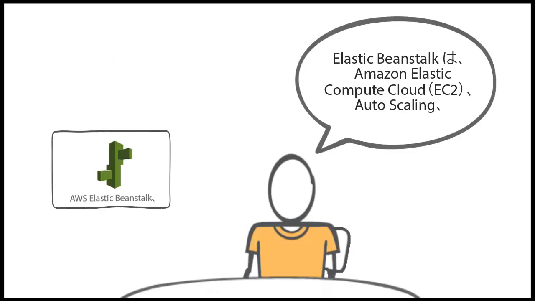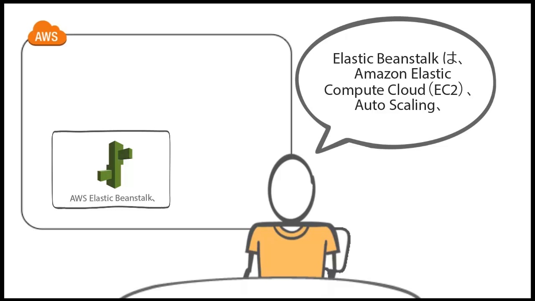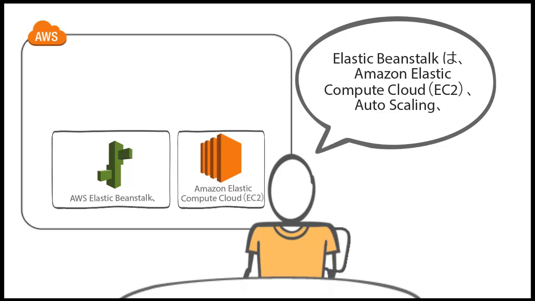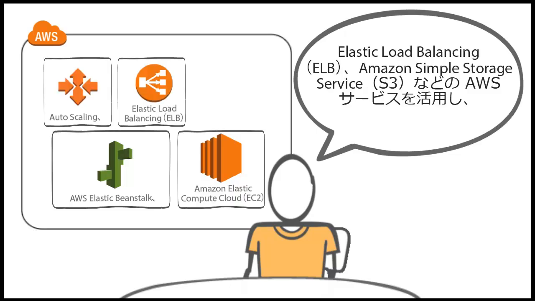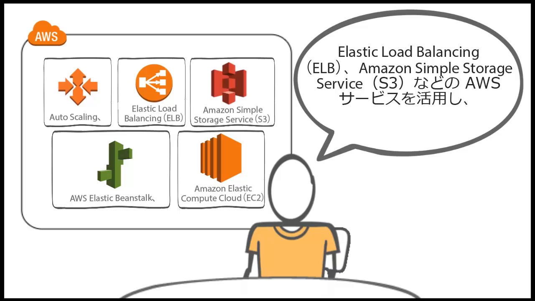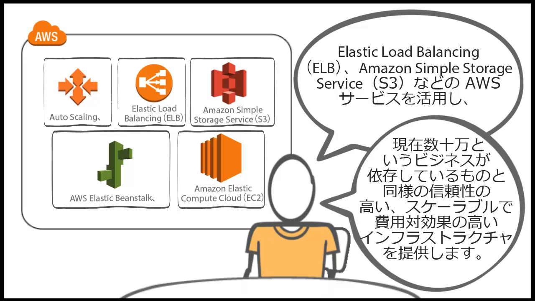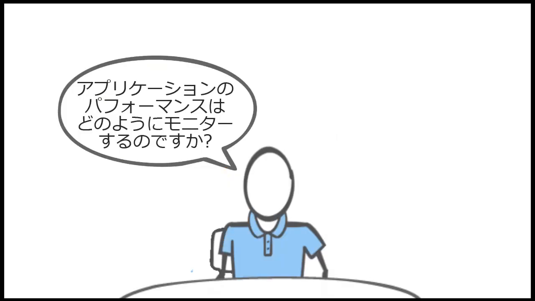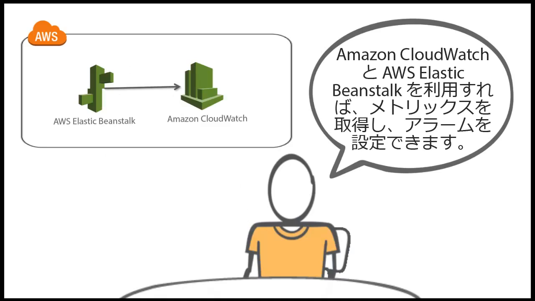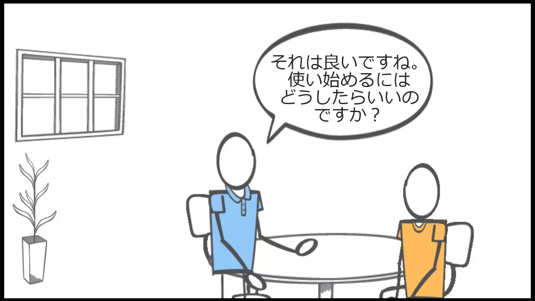Elastic Beanstalk relies on AWS services such as Amazon Elastic Compute Cloud, auto-scaling, Elastic Load Balancing, and Amazon Simple Storage Service to deliver a highly reliable, scalable, and cost-effective infrastructure that hundreds of thousands of businesses depend on today. How do I monitor my application's performance? You can use Amazon CloudWatch with AWS Elastic Beanstalk to get metrics and set alarms. Very cool. So how do I get started?